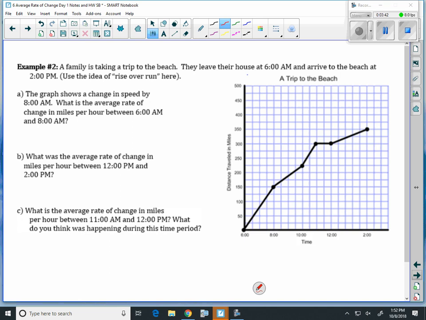All right, so example 2. We have a family and they're going on a trip to the beach. Okay, they leave at 6 a.m., which is right down here at the bottom left-hand corner. Okay, and they end at 2 p.m.